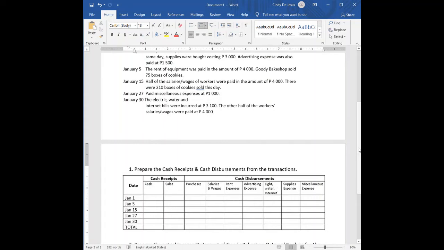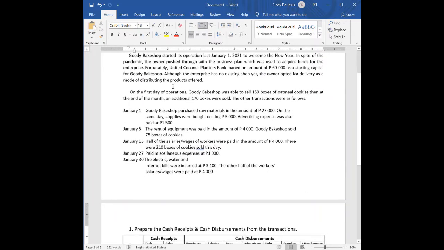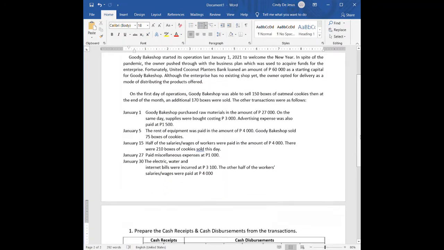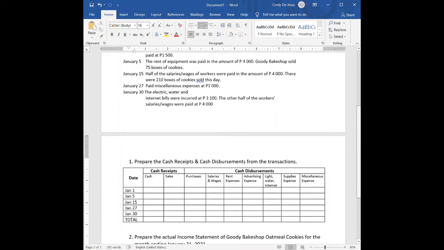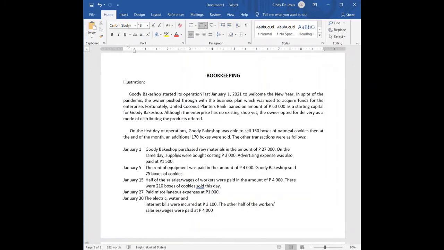Okay, so for this one, since it is in diary form, all transactions were given here. You just have to be very careful in placing them here. You should know how to distinguish what belongs in cash receipts and what belongs in cash disbursements. As I said earlier, when you take your money out to pay for something, that's cash disbursement. When money comes in, that's cash receipts.